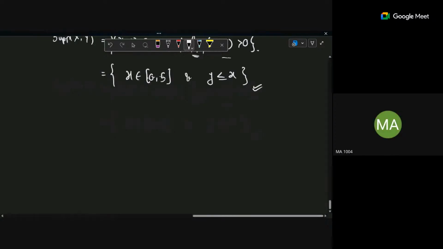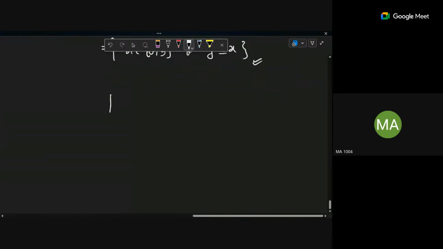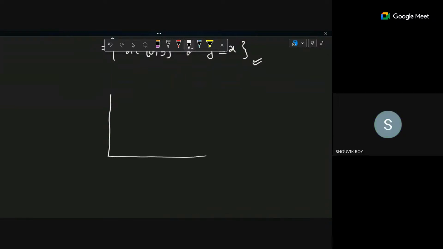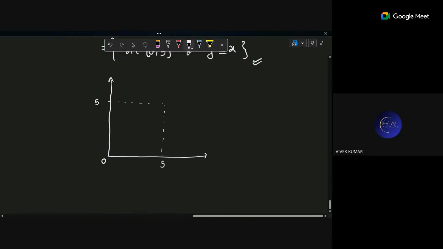So now how will you draw the graph for this particular thing? Let's start. First, we have to take from 0 to 5 on the x-axis, and 5 on the y-axis also. Let's say this is 5. Ma'am, can you show me the function?